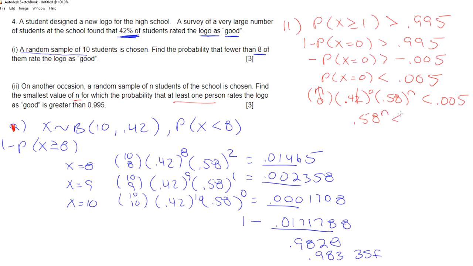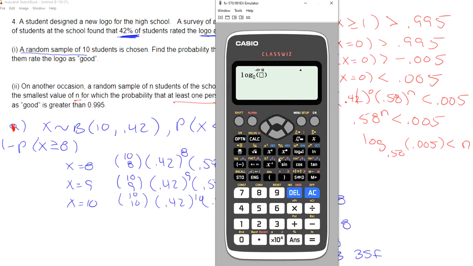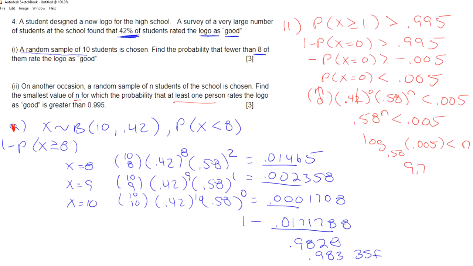Is less than 0.005. Then all I'm going to do is write this as a logarithm and put it in my calculator, base 0.58, find out 0.005, and then I know that my number of trials is going to be equal to 10.